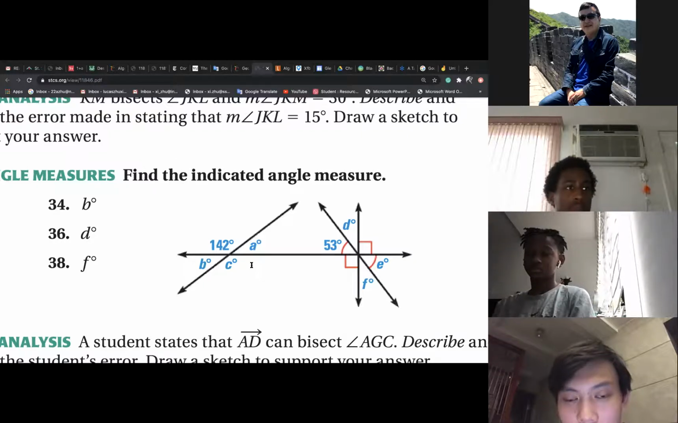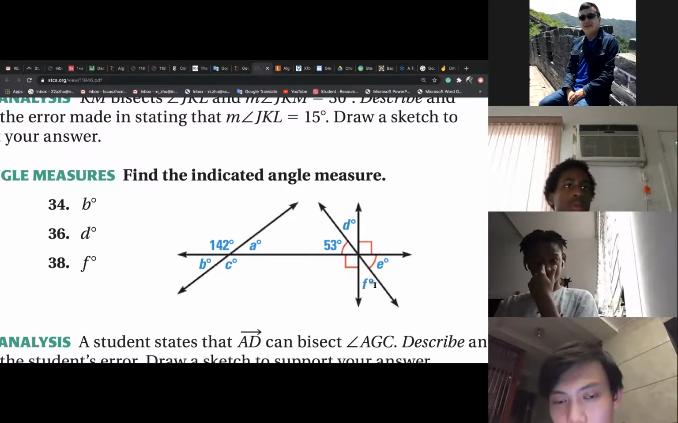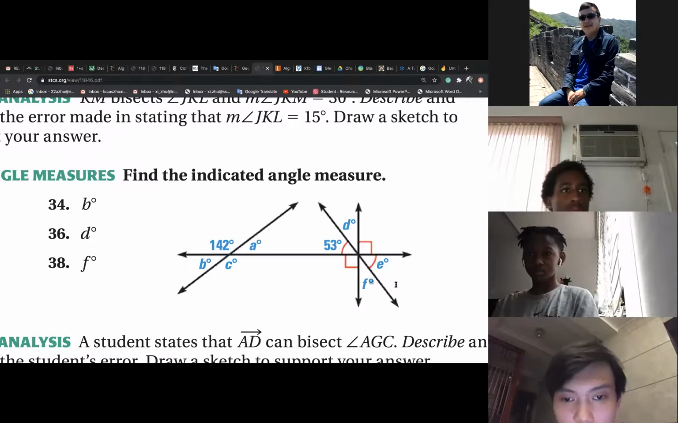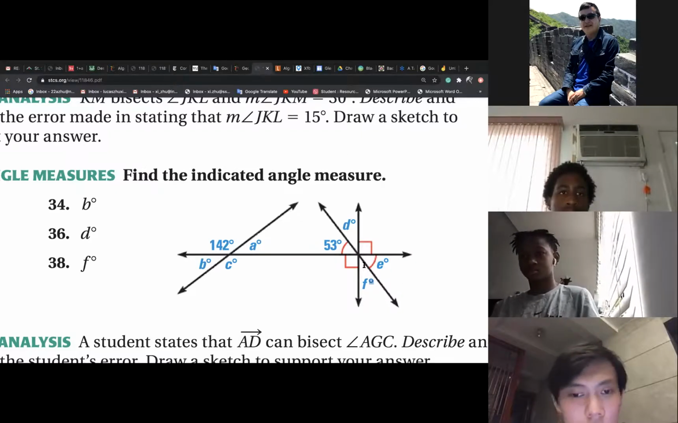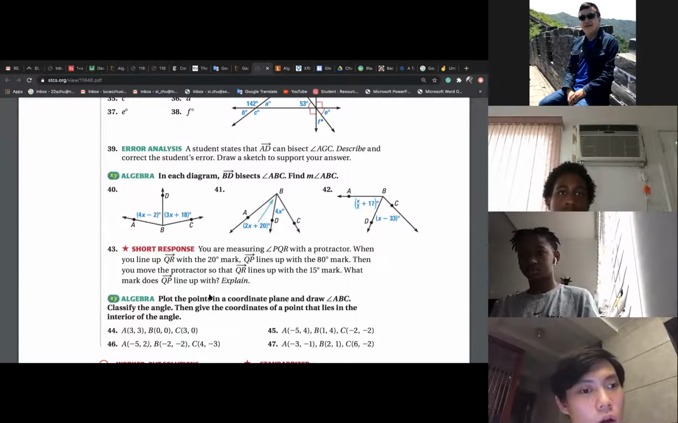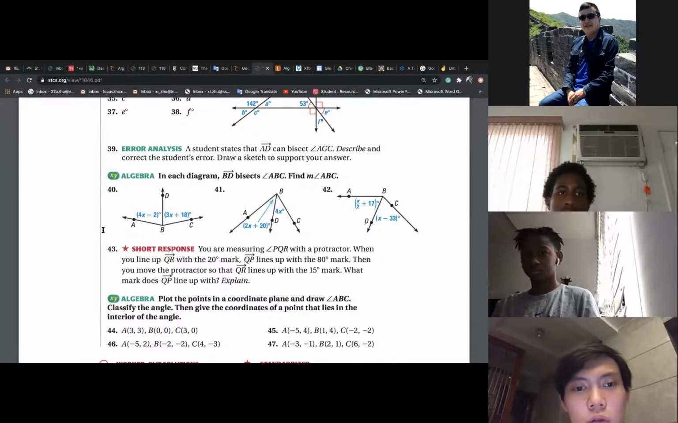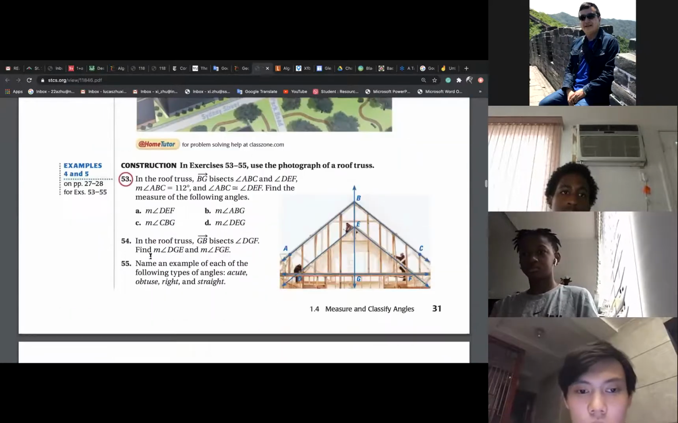Get it? Over here, you know that angle D is definitely congruent to angle F, because two lines cross each other and form the opposite angles. They're always congruent. Okay. We can do those on your own for homework.